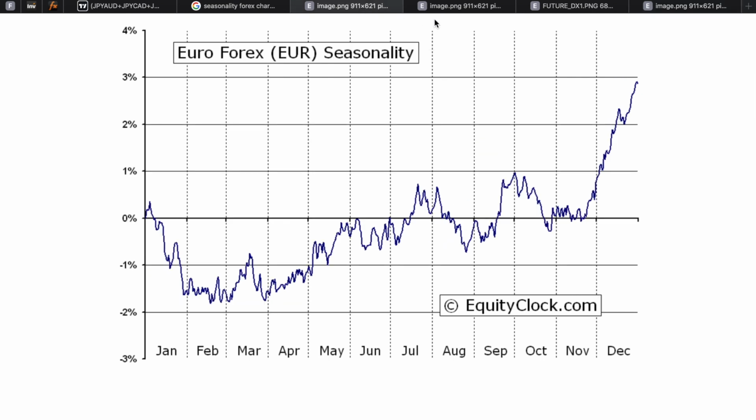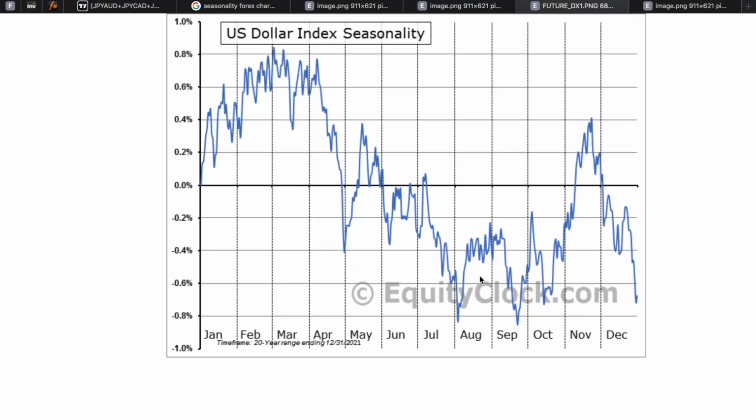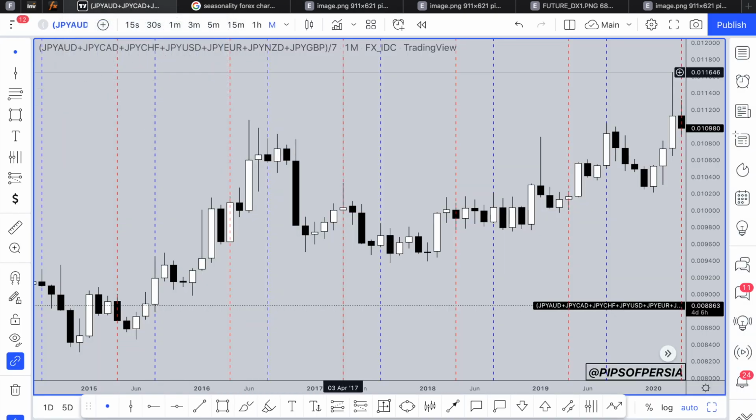You saw Euro wasn't the best as well. Perhaps we can put British Pound as the second best one and US dollar as the most accurate one. And to be fair, I think US dollar, this one, yeah, 20-year range ending 21. So this is a more recent one as well. The other ones were, I believe, from a decade ago or something like that. But at the end of the day, these are the exact charts that a lot of people use.